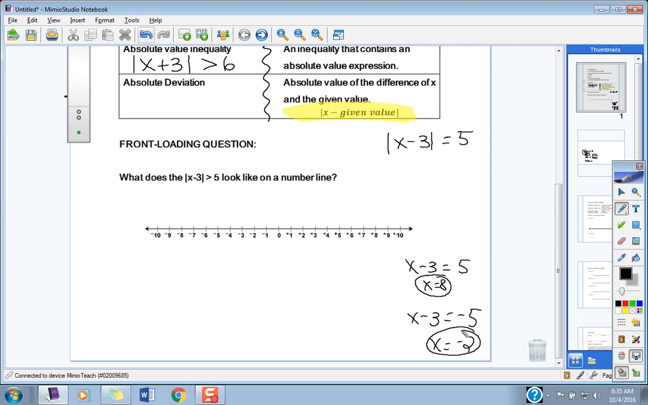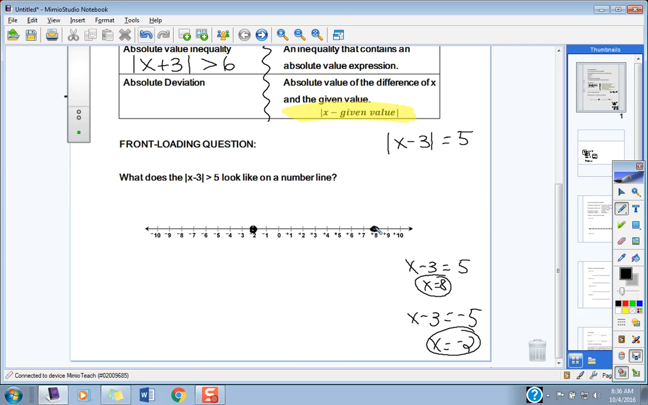I'm going to plot those two points up here. Plot negative 2. Plot negative 8. Now positive 8. We'll talk about what's going on here. This would be true if this was equal to something. Now, guys, I want to talk about this as this relates to an inequality. And here's what's going to happen for you guys.